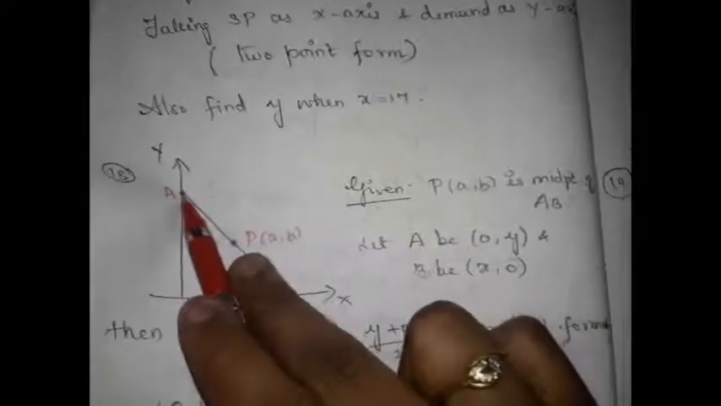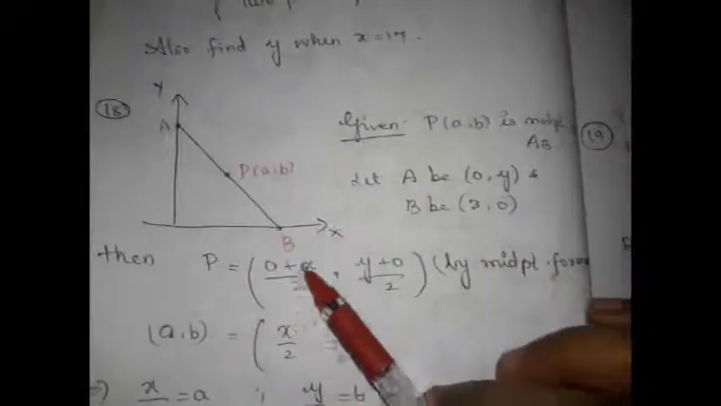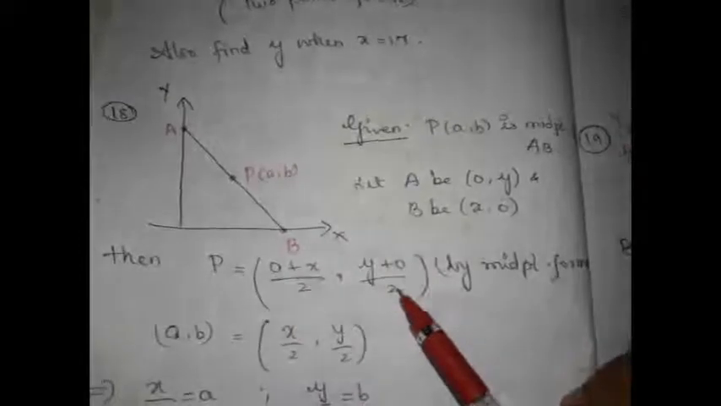So what will be the coordinates of A and B? A is on y-axis, therefore 0 comma y. B is on x-axis, so x comma 0. And it is given P is a midpoint, so applying midpoint formula, we will get (0 plus x) by 2, (y plus 0) by 2, because it is (x1 plus x2) by 2, (y1 plus y2) by 2. But the coordinates of P are a comma b. So x by 2 comma y by 2.